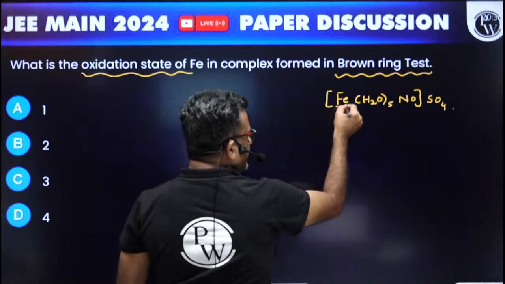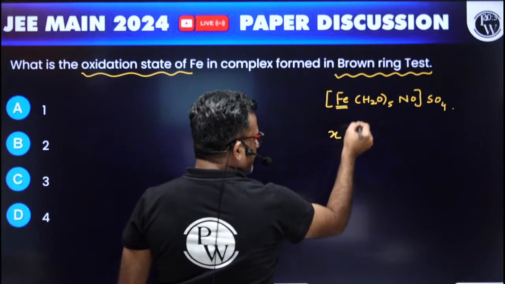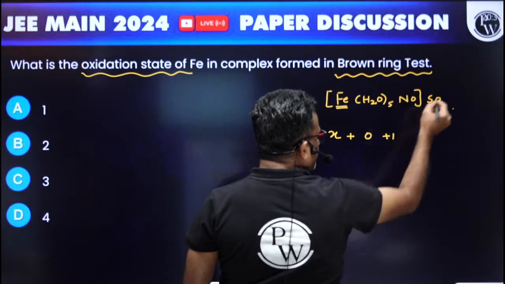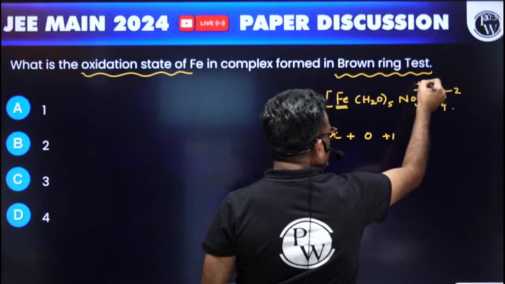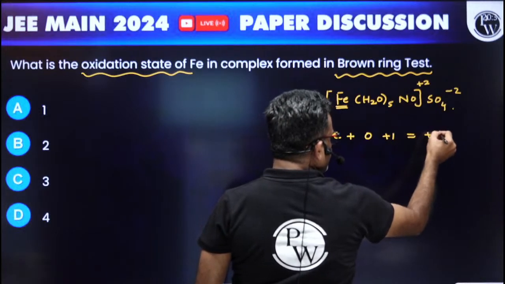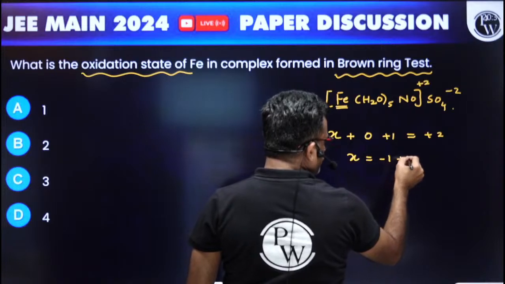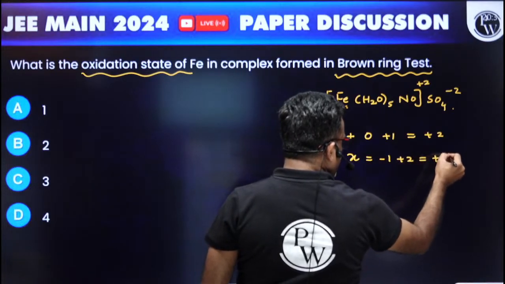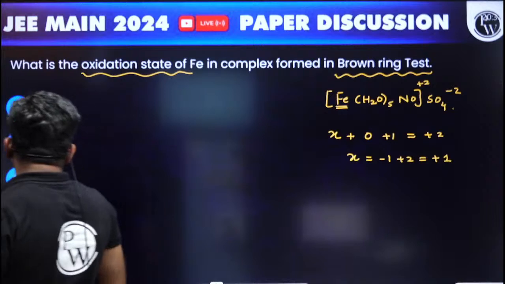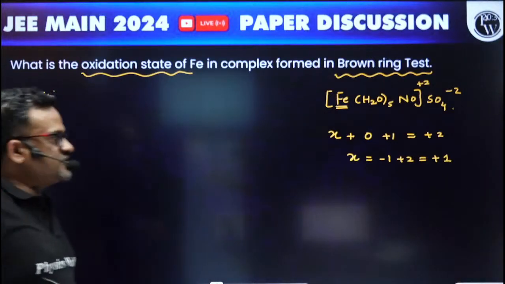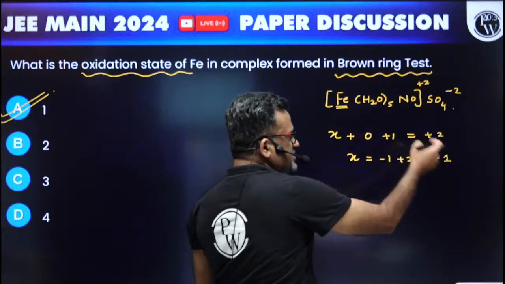Iron oxidation state, I will take it as X, plus water is 0. Nitrosyl is plus 1. If SO4 is minus 2, this is a plus 2. So the charge on the complex is plus 2. So plus 1 goes that side, minus 1, plus 2. Your oxidation number of the iron should be plus 1. So your answer is A. Oxidation number of iron in the Brown ring complex is plus 1.